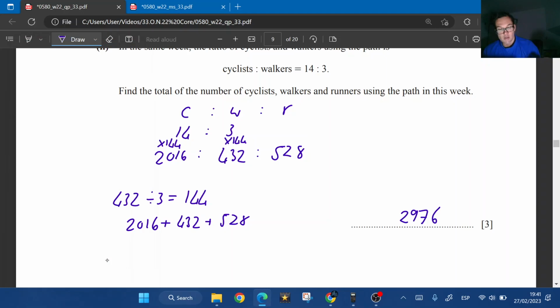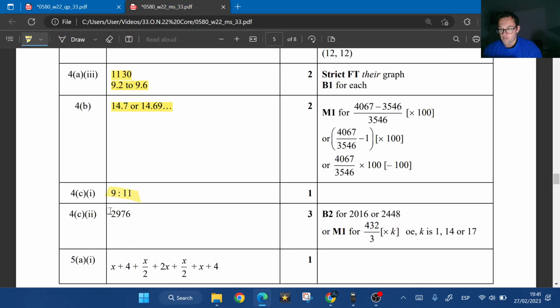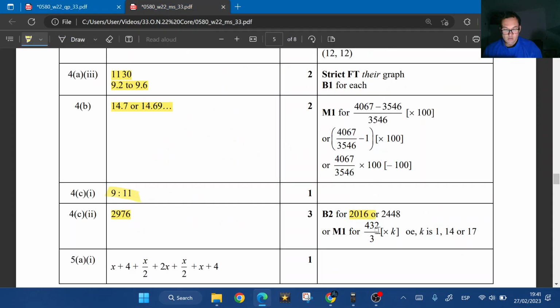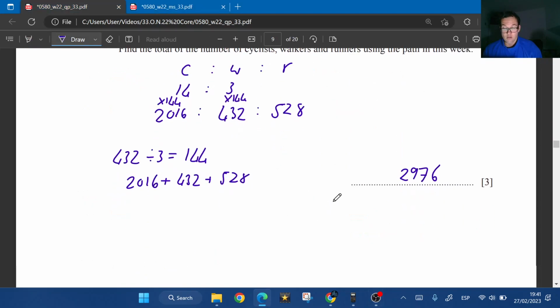$2,976. Let's see what we get marks here for. Yep, 2976. You get a mark for 2016. You get a mark for dividing. Well, we got it.